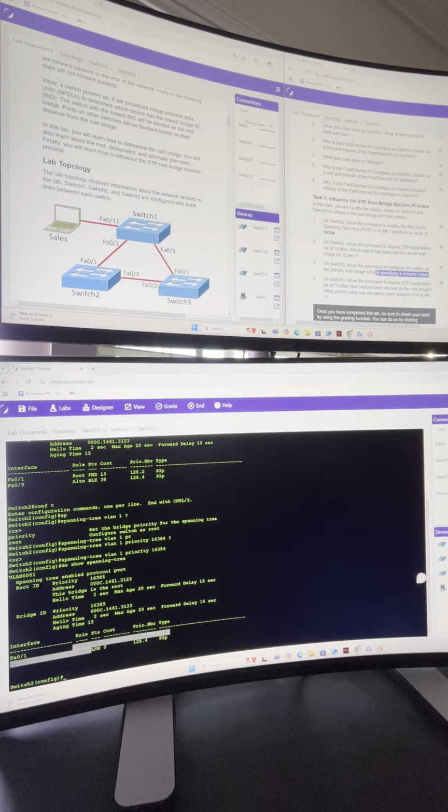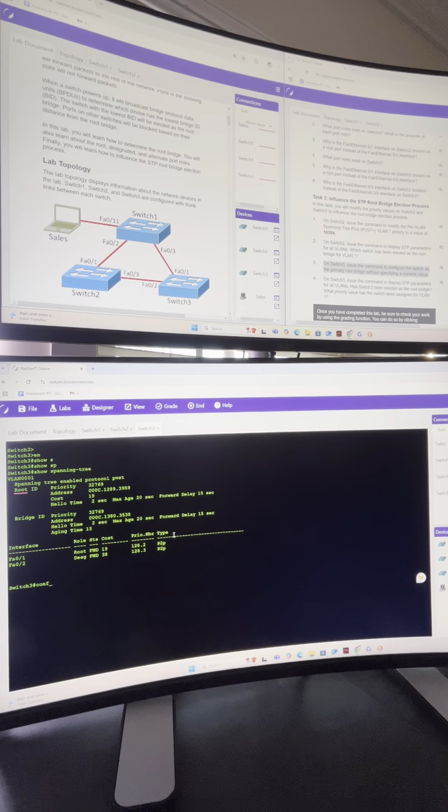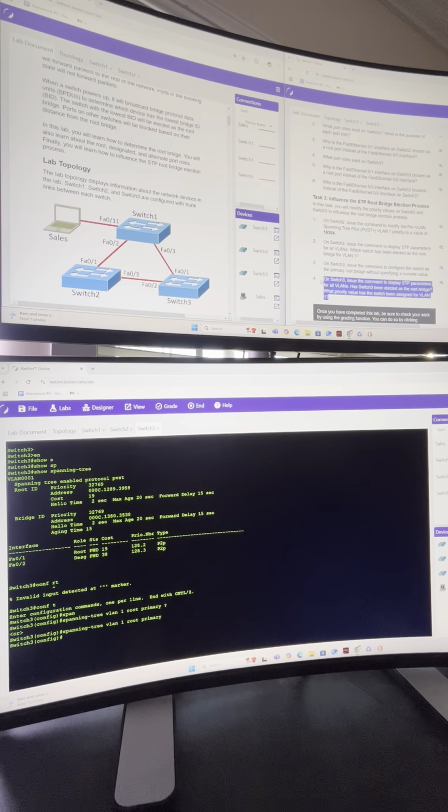So it says right here on switch 3, issue the command to configure the switch as the primary root bridge without specifying a numeric value. So let's go to switch 3. Let's go with configure terminal. Let's do spanning-tree vlan 1 root primary. Hit enter there. Now it says right here on switch 3, issue the command to display STP parameters for all VLANs. Has switch 3 been elected as the root bridge? What priority value has the switch been assigned for VLAN 1? So let's do a do show spanning-tree.